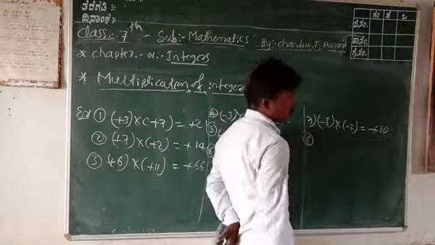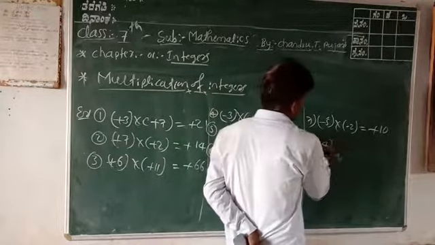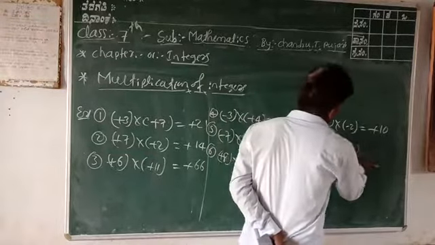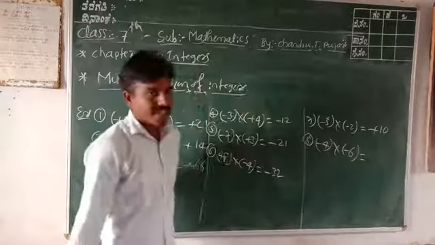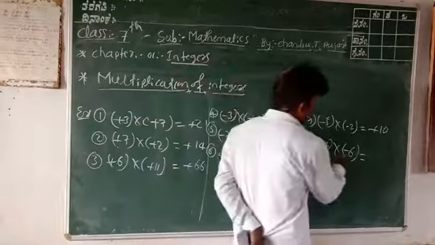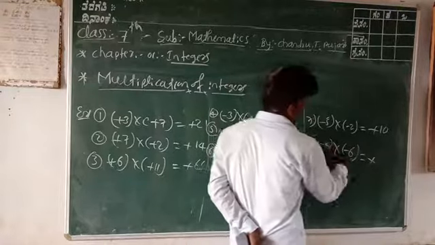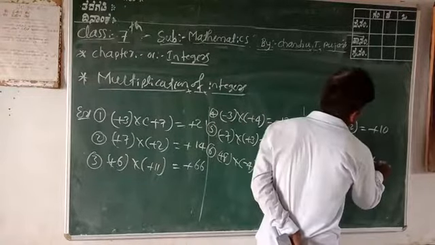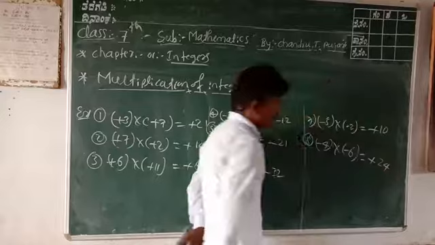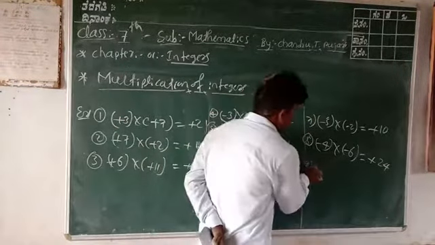The eighth example you can check yourself once again. Minus 4 into minus 6. Again both the integers are negative, so the product is plus. Minus into minus is plus. 4 6s are 24. Check yourself once again also.